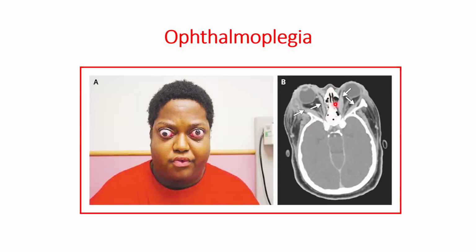Air appears black, so this is air in the nasal cavity and in the ethmoidal air sinus. And fat also appears black, so this is retroorbital fat. You can see that it is increased in size. This is what actually pushes the eye globes outside the orbit.